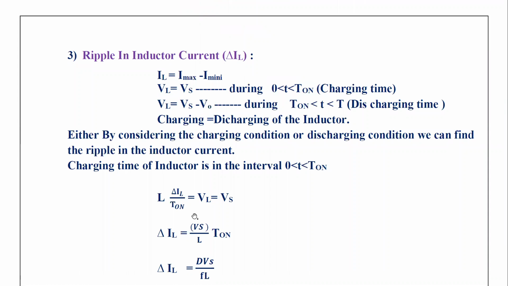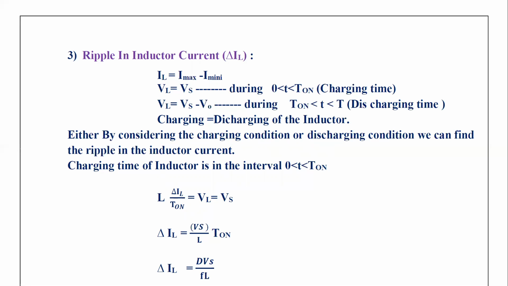And similarly, the ripple in the inductor current, delta IL, is nothing but maximum current minus minimum current. So this is during charging time. During turn on time, VL is equal to VS, and during turn off time, VL is equal to VS minus V naught. As we know, the charging of an inductor is equal to the discharging of an inductor for a stable operation. So by taking this condition, you can calculate the ripple in the inductor current delta IL.